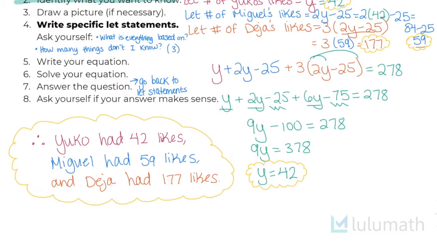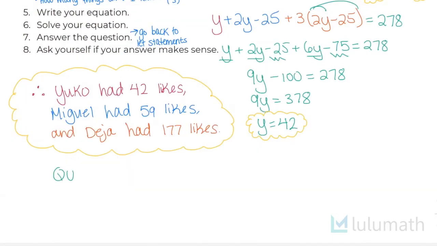It wouldn't make sense if we got fractions or decimals as our answer because we can't get 2.7 likes, for example, right? It wouldn't make sense if we got negative answers because we wouldn't have negative likes. Also, we can do a quick check to make sure our answer is right.